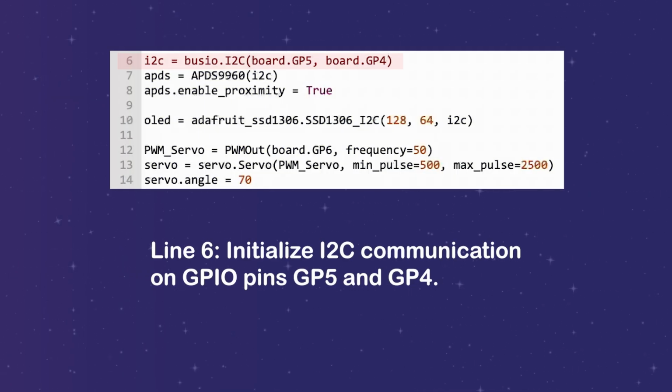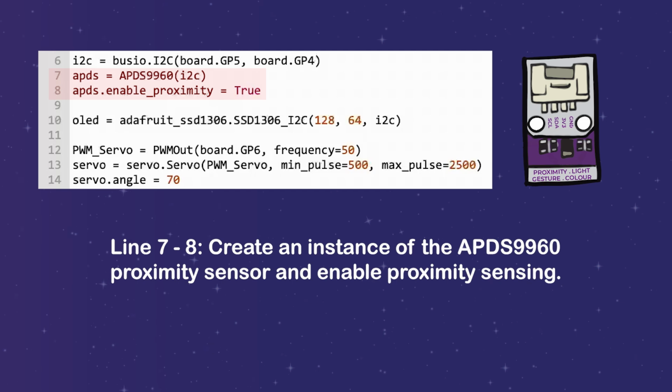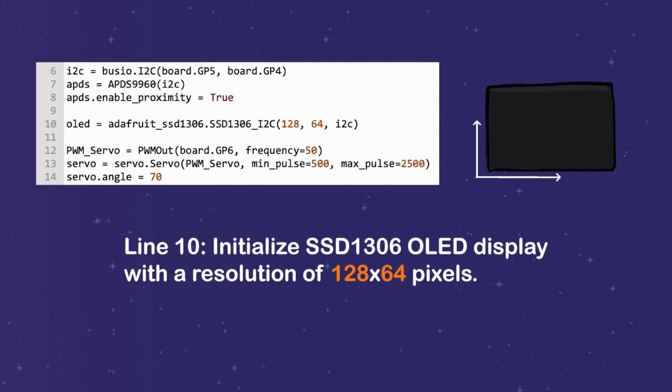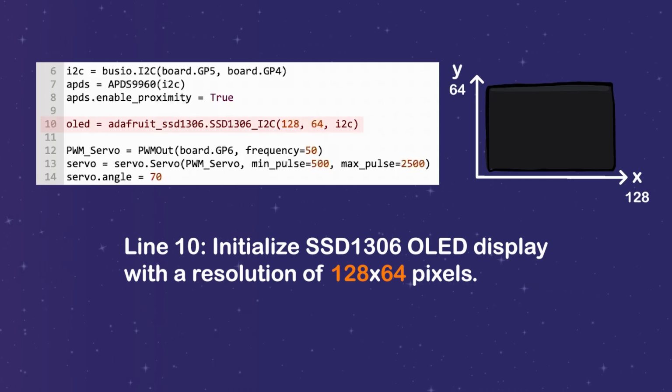Line 6. Initialize I2C communication on GPIO pins GP5 and GP4. Line 7 to 8. Create an instance of the APDS proximity sensor and enable proximity sensing. Line 10. Initialize OLED display with a resolution of 128 by 64 pixels.